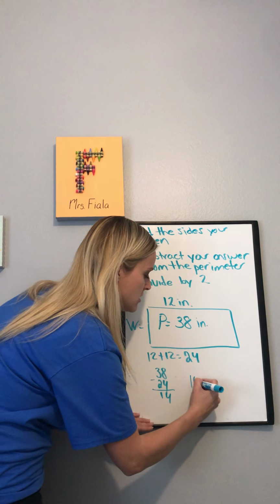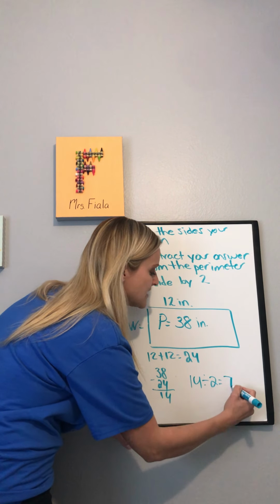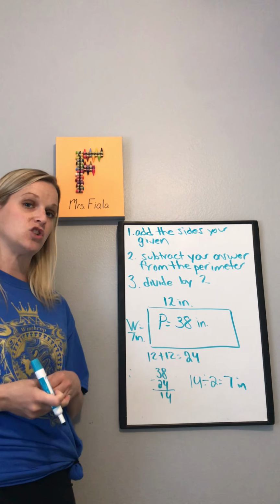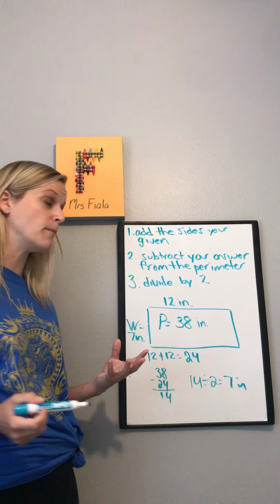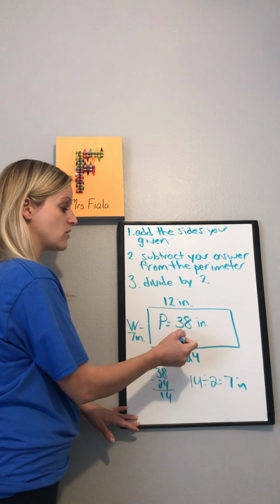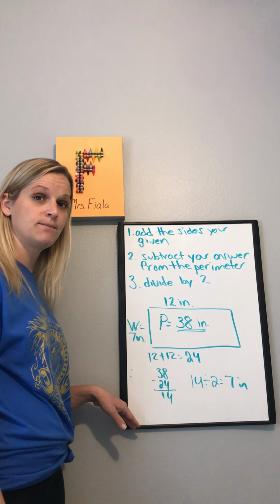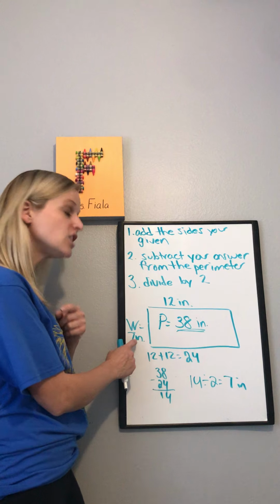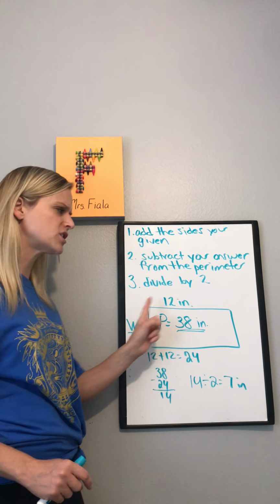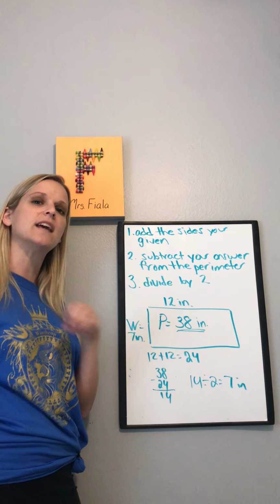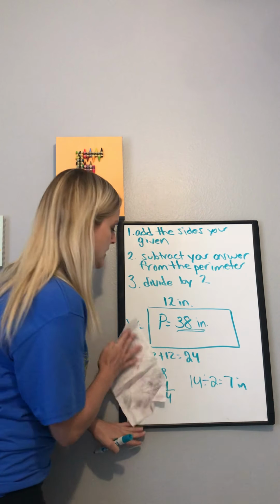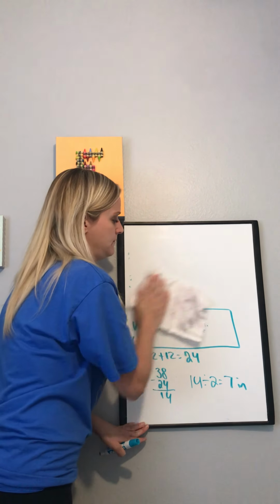So I'm going to do 14 divided by 2, and that equals 7 inches. My missing width is 7 inches. And if I check myself, I'm going to add up 12 plus 7 plus 7, and I will get an answer of 38 inches. Now, if you accidentally put 14 as your answer here, if you added up 12 plus 14 plus 14, you would not get 38 as your perimeter. Okay? All right, let's do one more example like that.